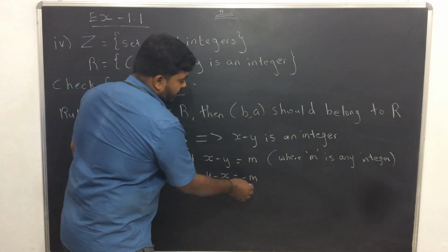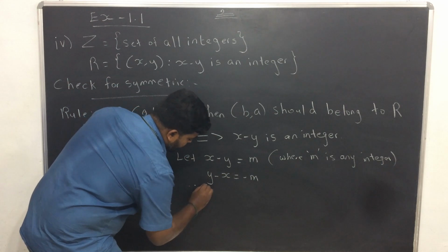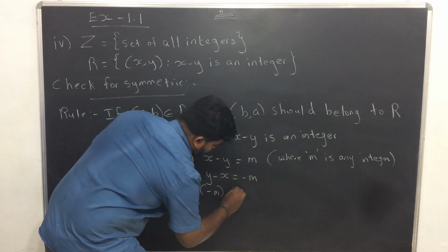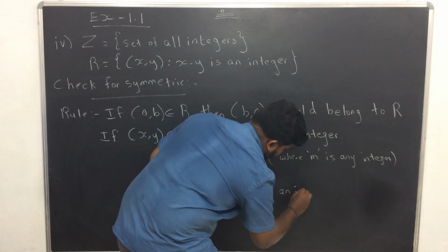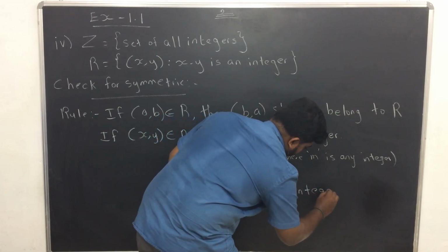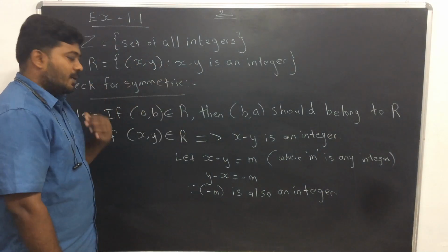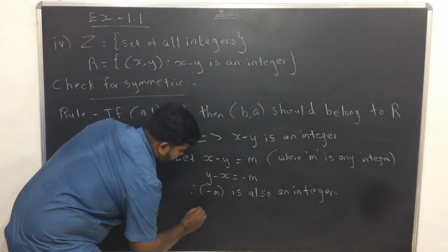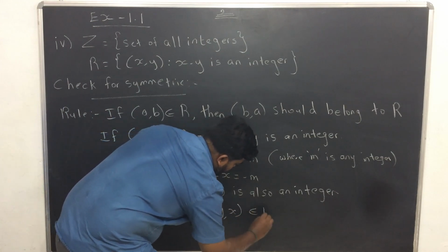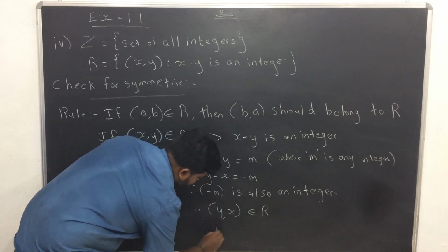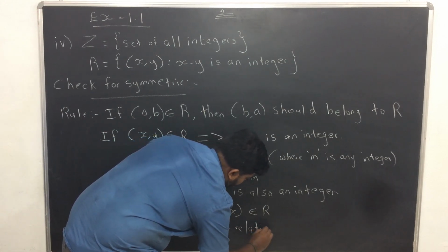Now, minus m is also an integer. Since minus m is also an integer, here we have y minus x. It means (y, x) belongs to R. Therefore, (y, x) belongs to R, and the relation is symmetric. You understand, right?